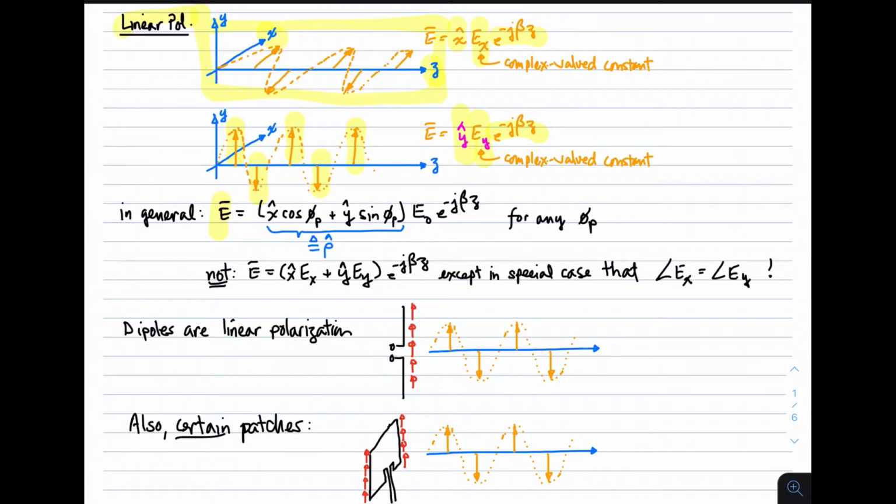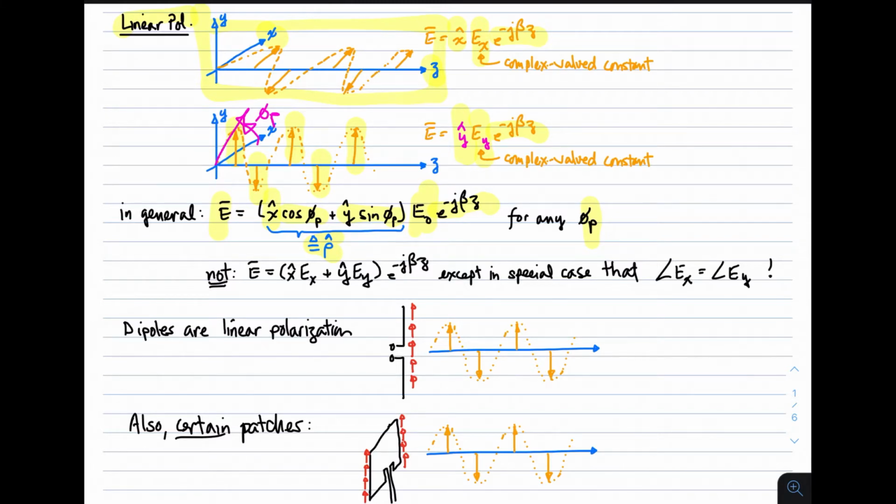In which case we have x hat cosine phi sub p plus y hat sine phi sub p, or we could refer to this as being rho hat, a vector which points in the xy plane in some direction. So we could refer to this electric field as being rho hat E naught, again, some complex valued constant, times e to the minus j beta z, for some value of phi sub p indicating the angle at which that electric field vector is tilted.